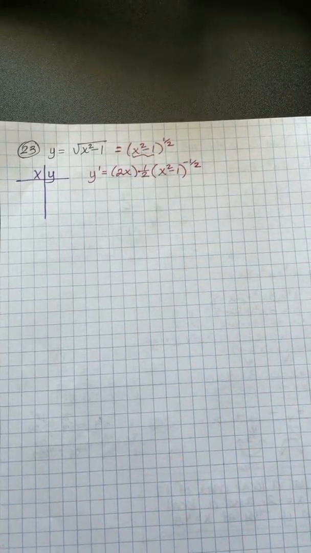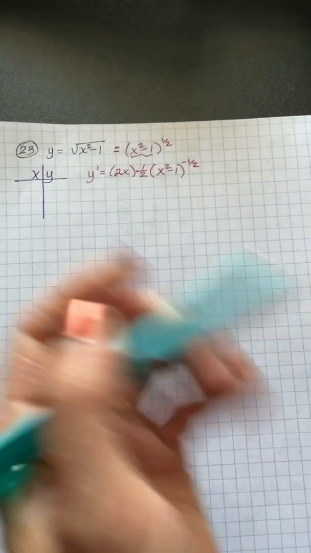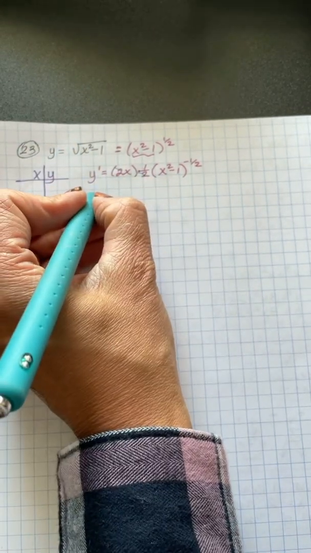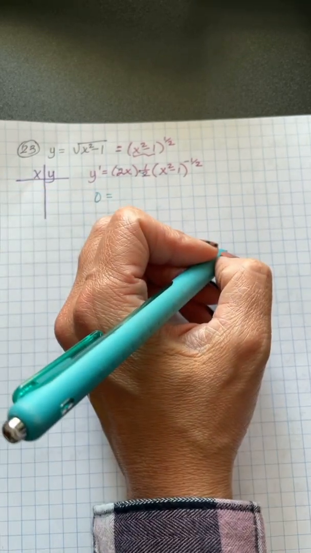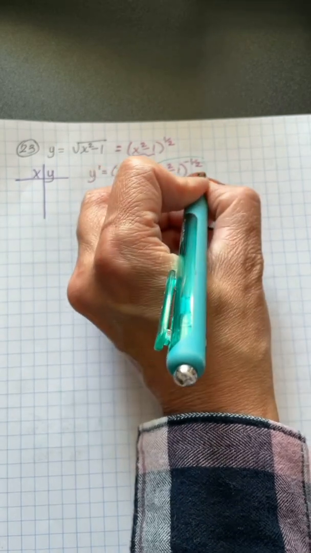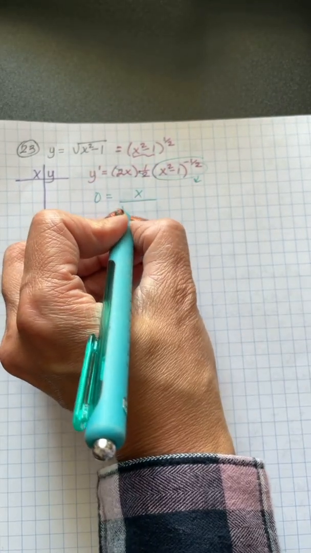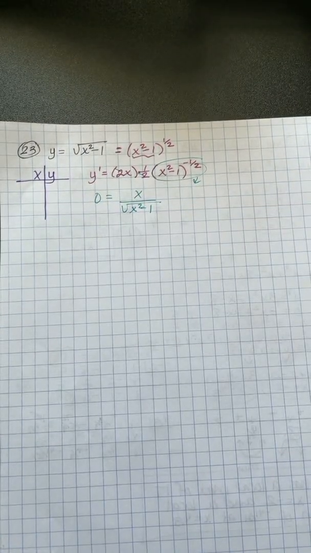All right, and let's clean it up some. So I noticed that these 2's are going to cancel. And let's go ahead and set this equal to 0. And so I will have x in the numerator. This is going to go in the denominator because it has a negative exponent. I have to drop it like it's hot. And it's a square root. So square root of x squared minus 1. So x over the square root of x squared minus 1.